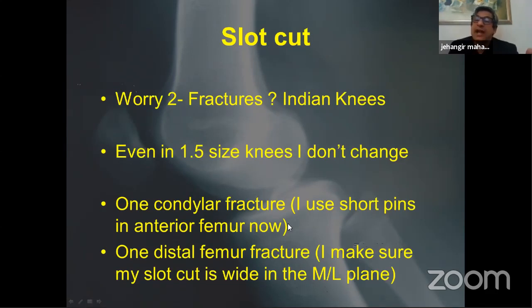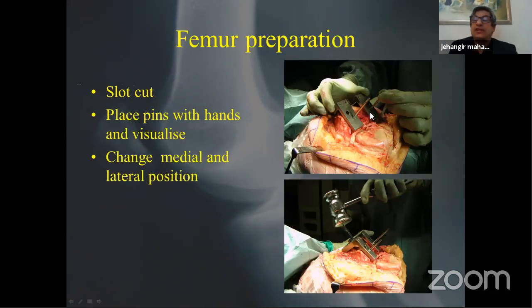The fractures I have, I would say condylar fractures are more than supracondylar. I'll tell you how I get around that in my troubleshooting, and distal femoral fractures, I'll tell you where it happens. So for my femoral preparation, I place my slot cut. I put one pin here. I put another pin in, but I don't hammer it down. And this one, I started using a short pin, and I don't use two.